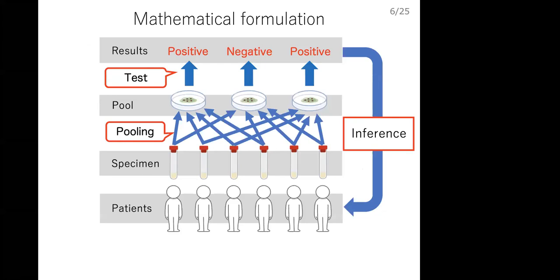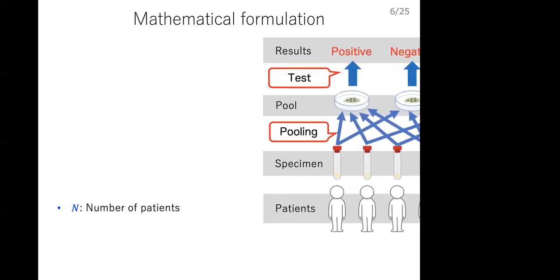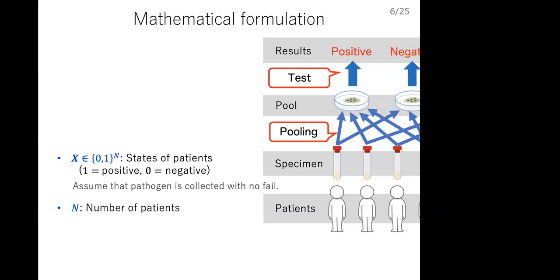Now we summarize the mathematical form used in this talk. We set the population size to n, and the state of patients is denoted by a binary vector x, where 1 corresponds to positive, namely infected, and 0 corresponds to negative, non-infected. In general, the patient state and specimen states can differ because of the failure to collect the specimen. For example, the collection of specimens from the nasal cavity fails to obtain a sufficient number of pathogens when the pathogen does not appear in the nasal cavity, even when the patients are infected. We do not consider this kind of failure, and the state of the specimen and that of the patients are the same.